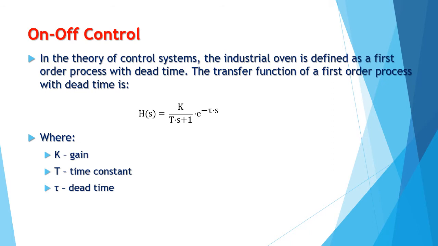In the theory of control systems, the industrial oven is defined as a first-order process with dead time. The transfer function of a first-order process with dead time is given below. H(s) is equal to K divided by (Ts + 1) times e raised to negative tau s, wherein K is the gain, T is the time constant, and tau is the dead time.